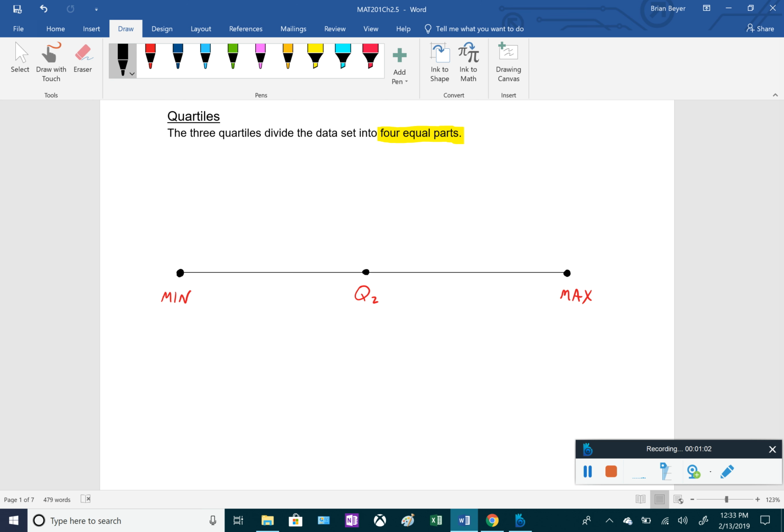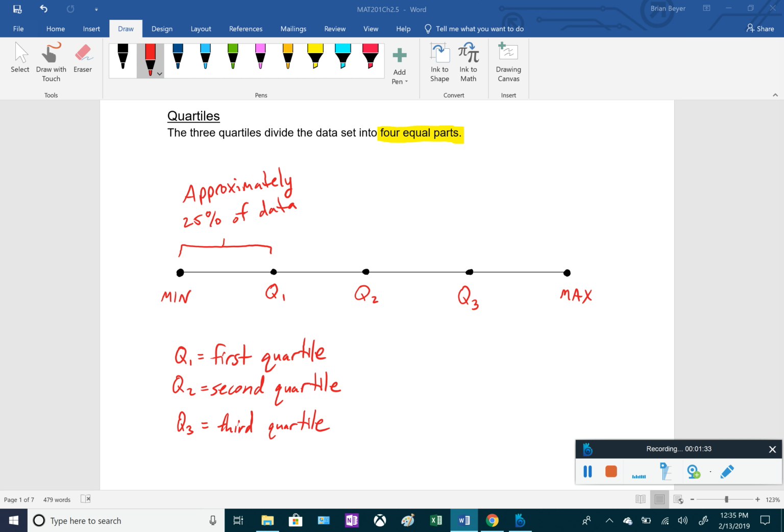If we chop up that first half of data, we would have another quartile right here. This would be the first quartile. Same thing if we did it for that second half of data, chop that in half, and then we'd have the third quartile. So these equal parts of 4 that we got are going to be approximately 25% of the data.